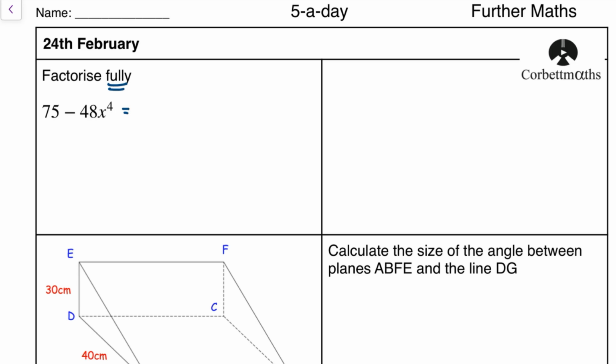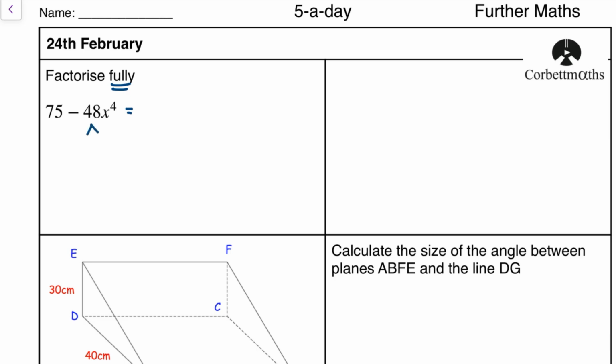Now, on the face of it, I can't square root 75. So this looks like it could be tricky. However, what I do know is 48 divides by 4 and 12, divides by 3 and 16, and 3 and 16 are the key numbers I care about, because this one also divides by 3 and 25, which means I can take a 3 out, and that leaves me with 25 minus 16x to the power of 4.